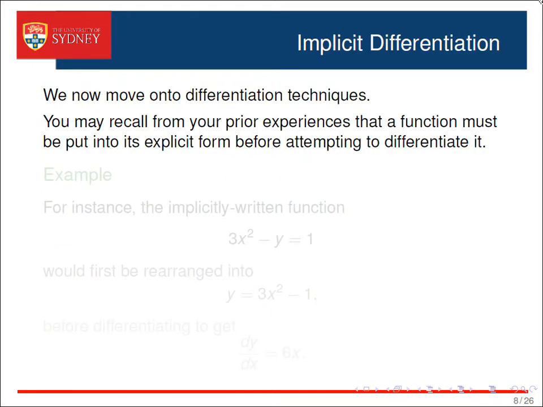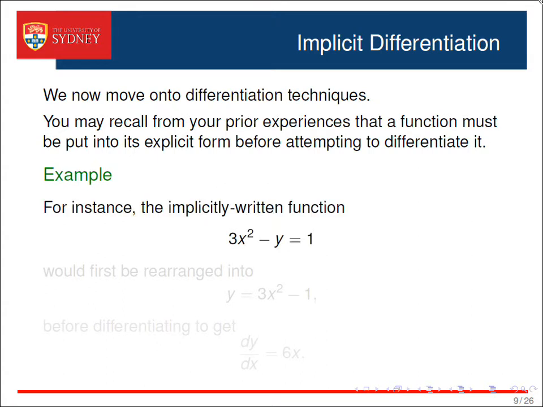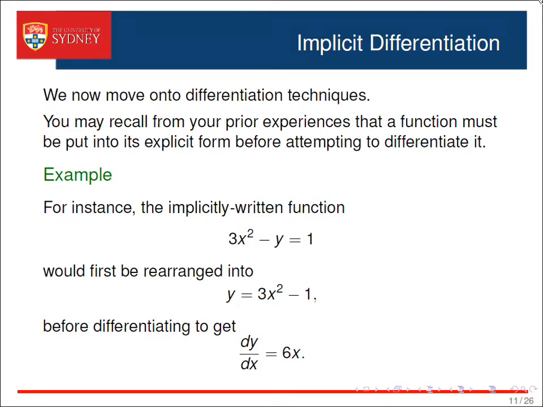Whether a function is written implicitly or explicitly is important to its differentiation. Specifically, your prior experiences should have taught you to always rearrange a function into its explicit form before attempting to find its derivative. For instance, the implicitly given function, 3x squared minus y equals 1, should first be rearranged to make y the subject, before working out its derivative.